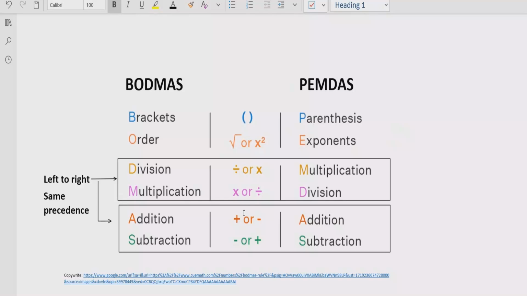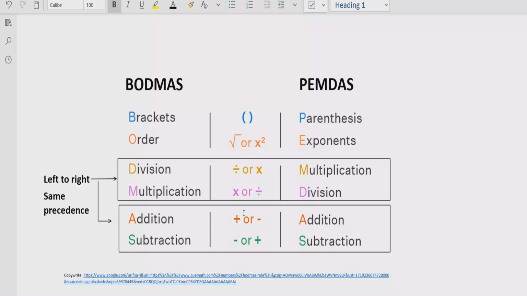Step number 3 is to find division and multiplication first. If your expression contains division, you have to go left to right and find division and multiplication. Both have similar precedence, so we can solve division first if it is coming first, and we can solve multiplication first if it is coming first.